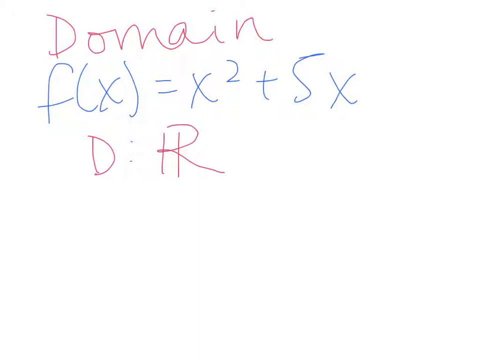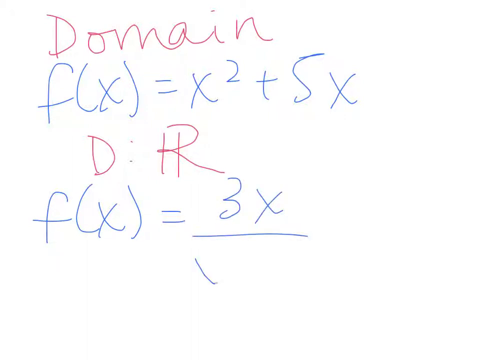Now let's say you had something like f of x equals 3x over x squared minus 4. Now, the one place where it might be impossible for an x to exist in this function is right here. Something would be undefined if this denominator equaled 0, since you cannot divide something over 0.